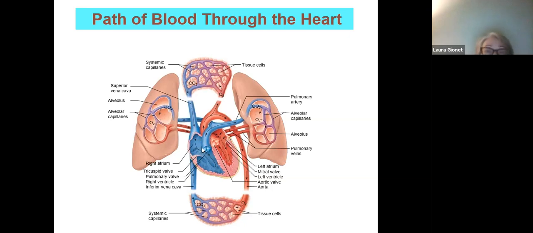As blood is being pumped away from the right ventricle into the pulmonary trunk, and the right and left pulmonary arteries, notice that they're still blue. This is because we have not gas exchanged yet. We need to go to the lungs and drop off the carbon dioxide and pick up oxygen. However, because these vessels are technically transporting blood away from the heart to the lungs, we call them an artery. So this is an example of arteries that are blue.